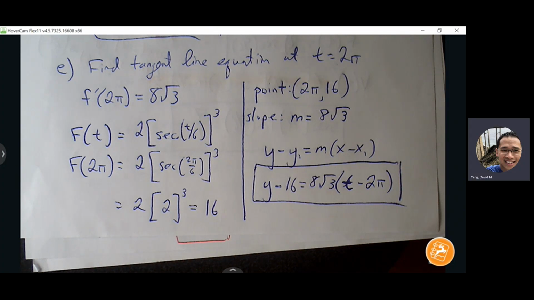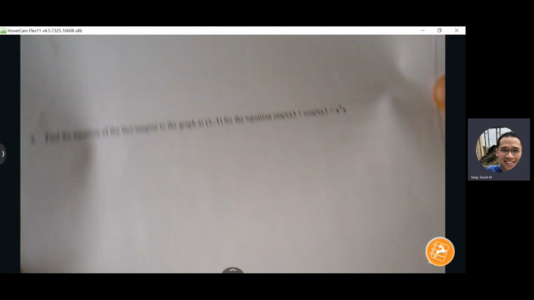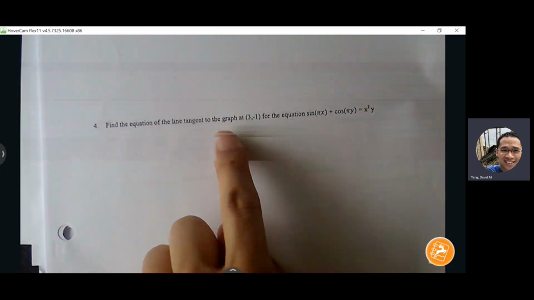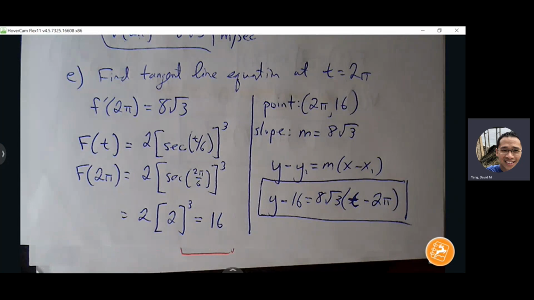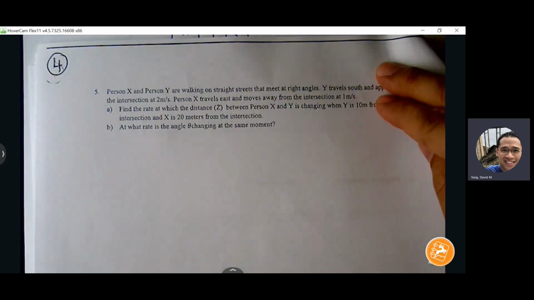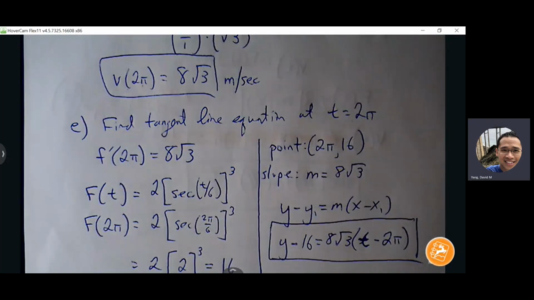Okay, any questions? Okay, tomorrow we will do worksheet 2. We will work with implicit equations, implicit differentiation. We'll do a related rate, and we'll do a curve sketch. Okay. All right, go and get your phones.